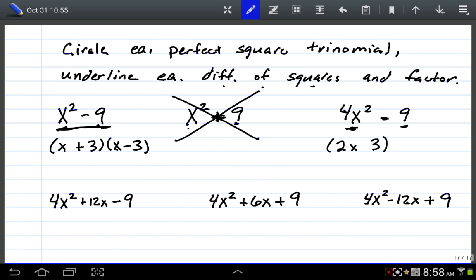Now, a lot of people get confused right here. Do I put 2x minus 3 quantity squared, or do I do the product of two conjugates? You remember a difference of squares is the product of two conjugates. It's not a quantity squared like a perfect square trinomial. This is why I do this video with both of these, because a lot of times my students will confuse these. So one will be plus, one will be minus.